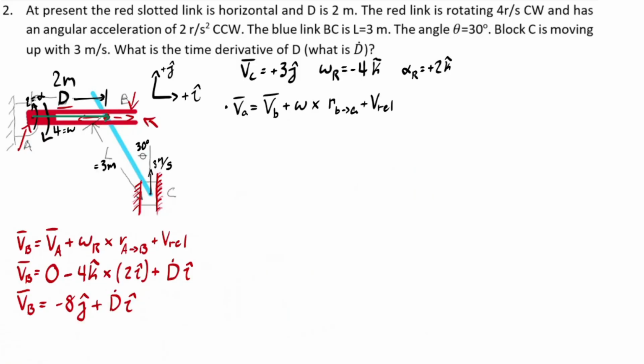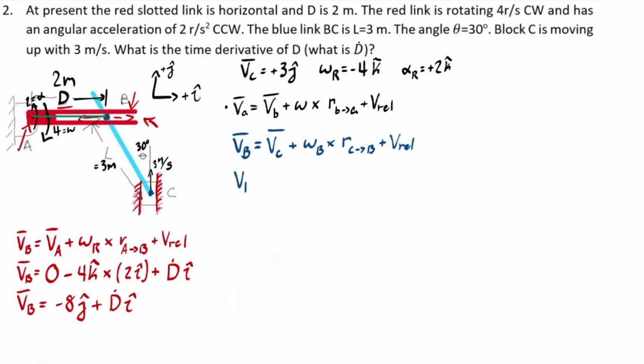Now for my blue link, I'm going to create the same equation where I'm going to keep the VB on the left side to make the algebra easy. But now I'm working with point B and point C, because those are the points I'm looking at for this blue bar. So VB equals VC, plus the angular velocity of this blue bar cross their position vector from C to B, and then plus any relative velocity terms they may have, so VREL.